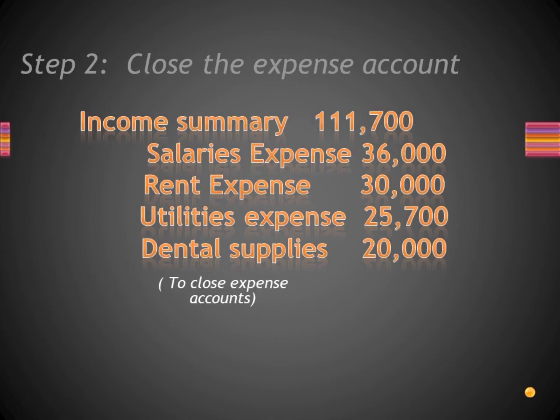To close the expense accounts, we just have to reverse again its normal balance. The normal balance of expenses is debit, so we'll write it on the credit side and debit the income summary, which is 111,700.